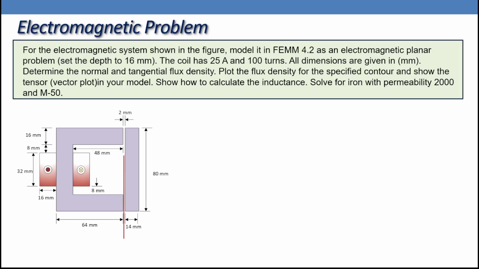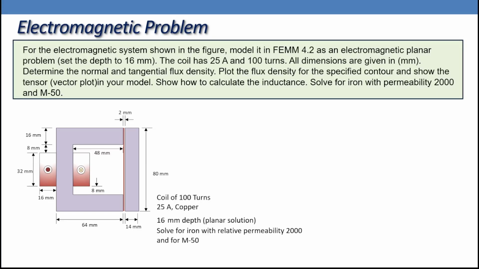Where is the contour? So the contour is here. And we need to show the tensor or the vector plot in our model. Also, how to calculate the inductance using FEMM 4.2, and we need to solve the problem for the iron with permeability 2000 and the M50 type. So this is the problem data. We have a coil of 100 turns, 25 ampere copper, 16 millimeter depth, planar solution. We are going to solve the problem for iron with relative permeability 2000 and for M50 type.